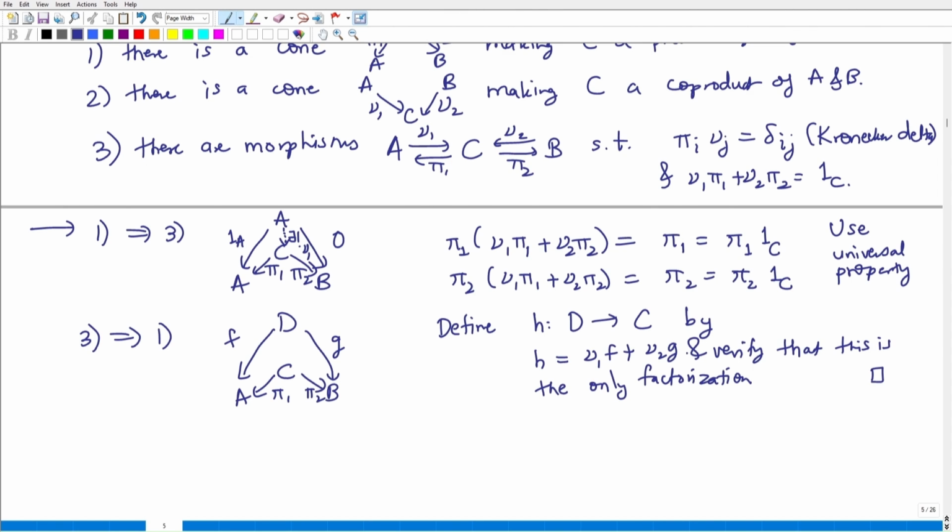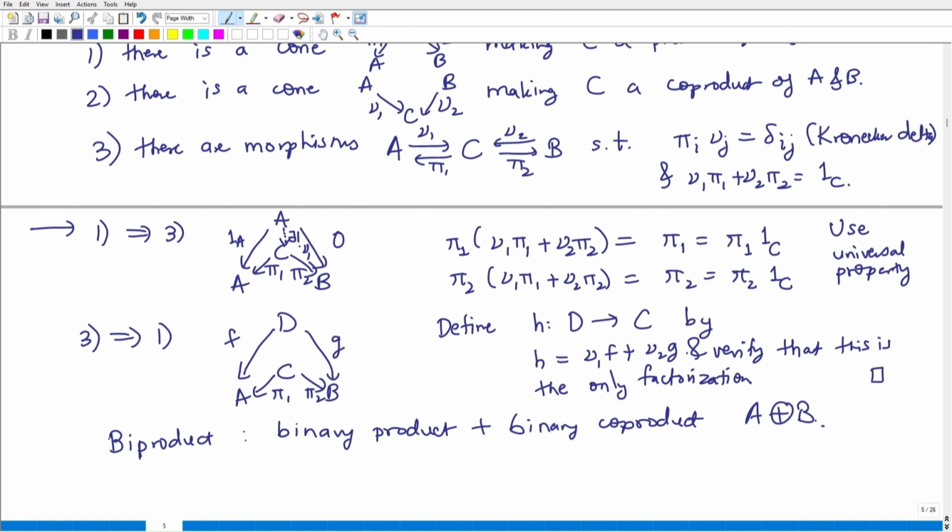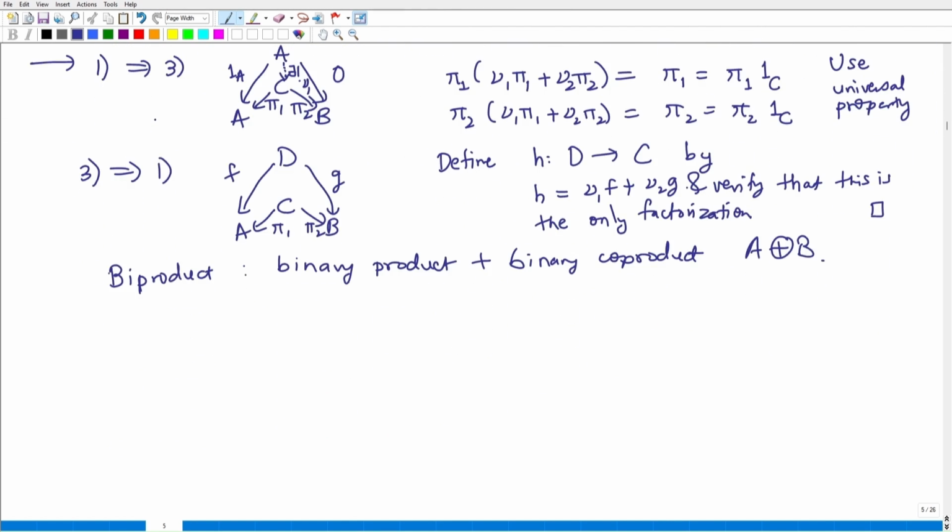So therefore, thanks to this result, now we can define biproducts. So a biproduct is a binary product plus binary coproduct, and we denote it by the notation A direct sum B. Okay, so direct sums of vector spaces, they are both products as well as coproducts, binary versions. Yeah?